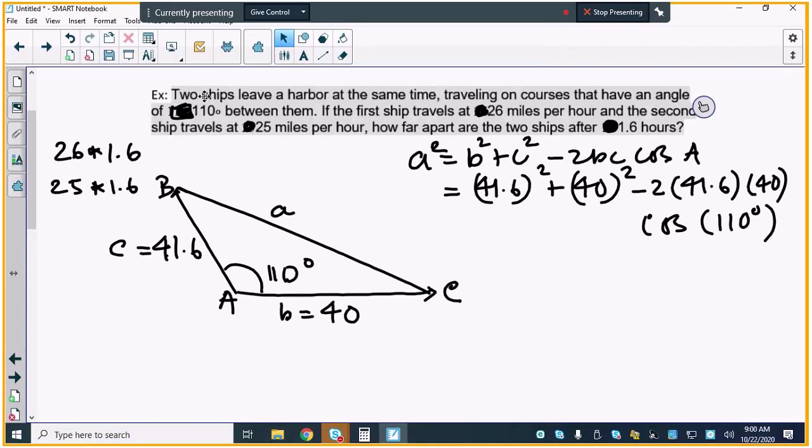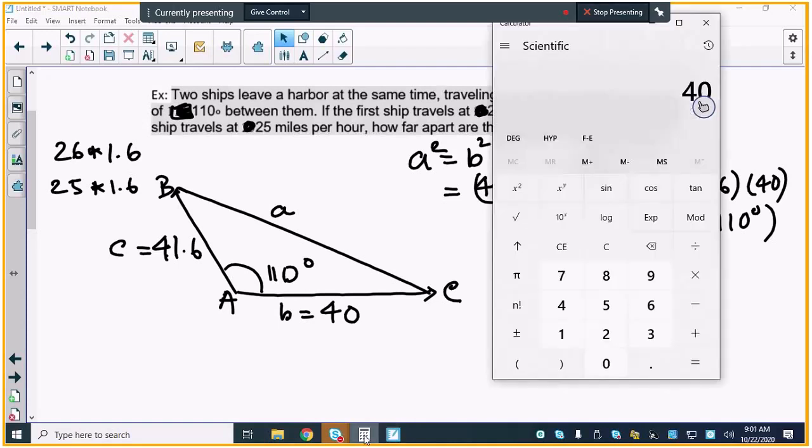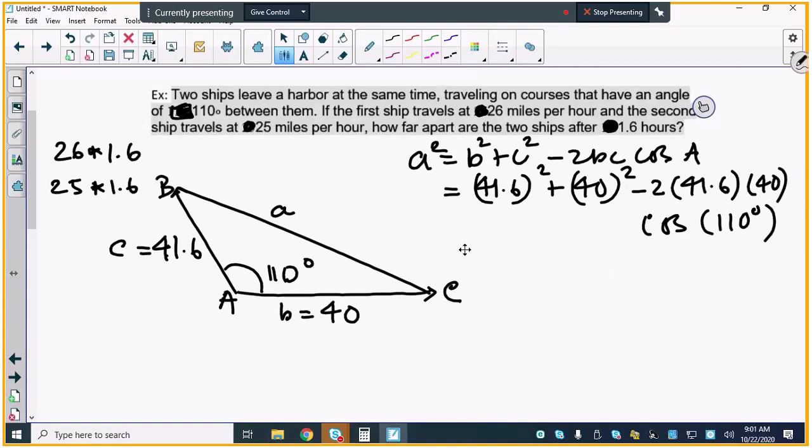And again, it is not asking me to round it to a certain decimal places, so answer should be rounded to 4 decimal places. Okay, let's do that. I have 41.6 square plus 40 square minus 2 times 41.6 times 40 times 110, and the cosine measure of that. So this is 4468.8030. And that is the square of the distance that we wanted to find out.